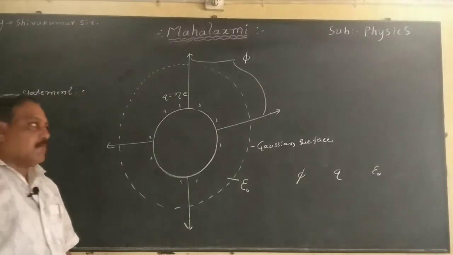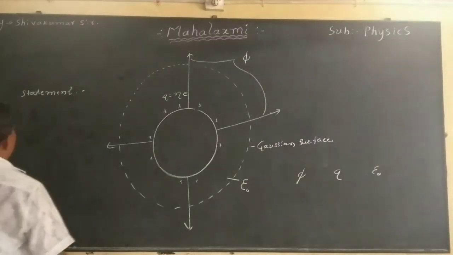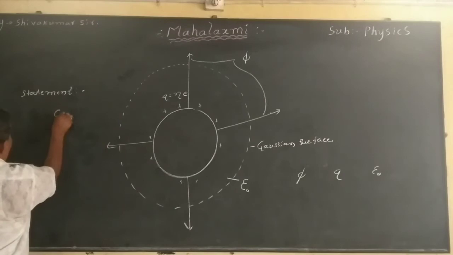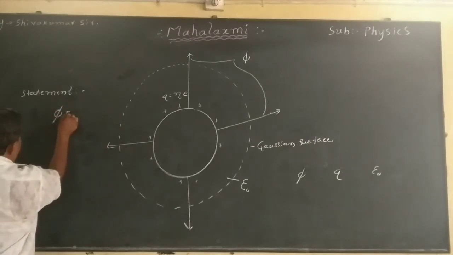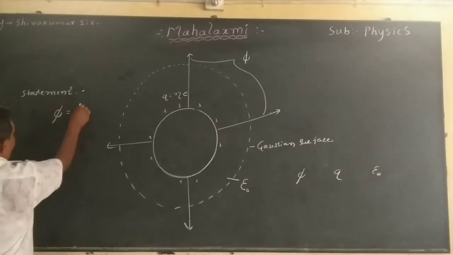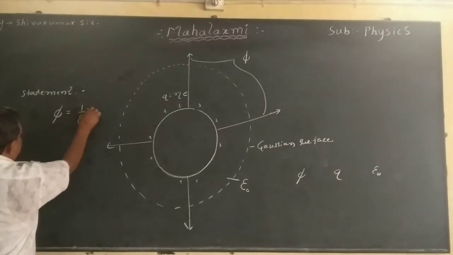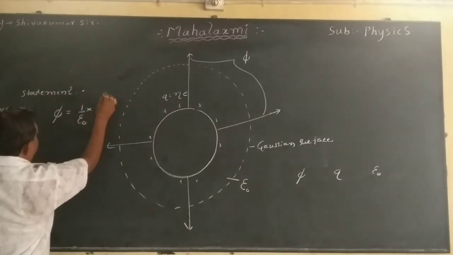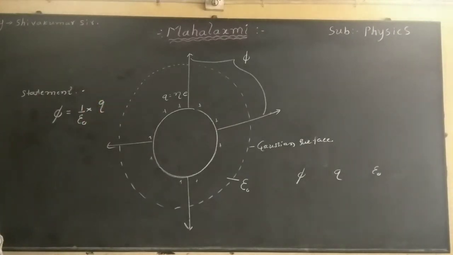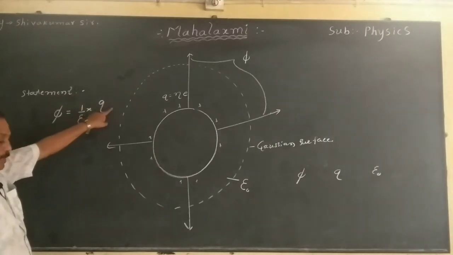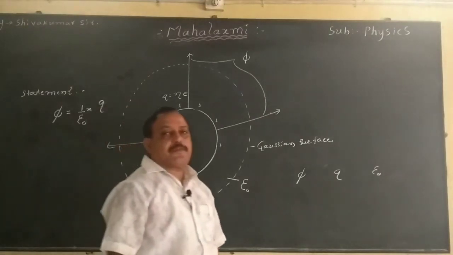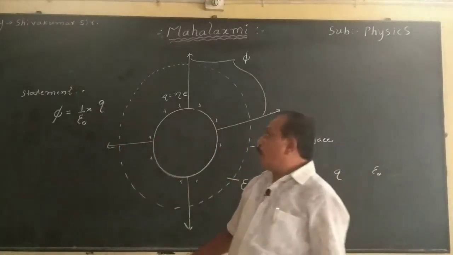The Gauss theorem states that the total electric flux through a Gaussian surface is equal to 1 by epsilon naught times the total charge enclosed by the surface. The Gauss theorem states that the total electric flux through any closed surface is equal to 1 by epsilon naught times the total charge enclosed by the surface. Now this is about the Gauss theorem.